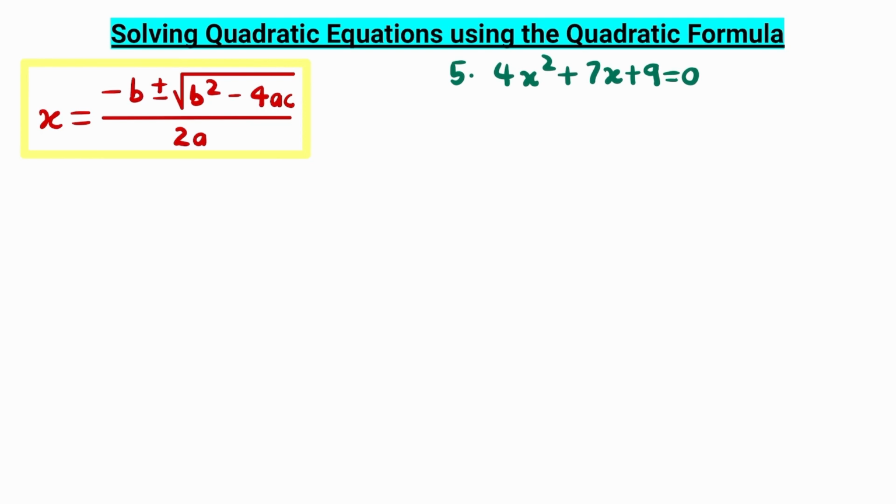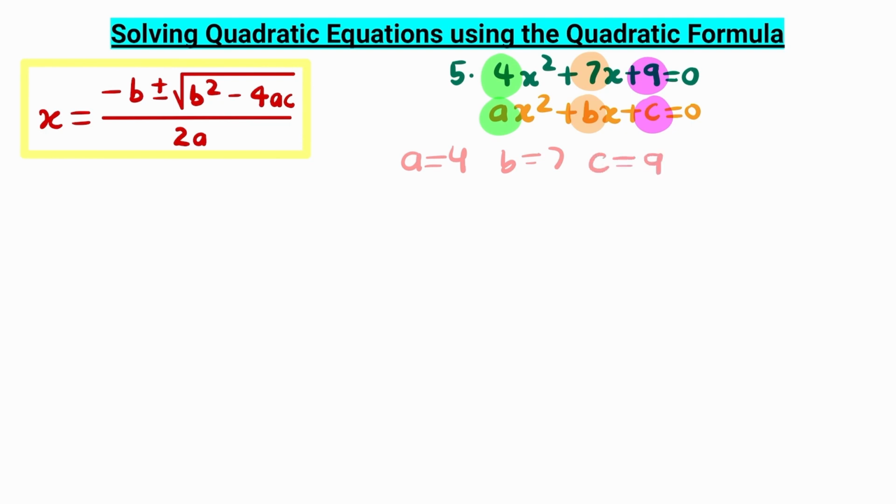Let's move on to the fifth and final question. 4x squared plus 7x plus 9 equals 0. Now try to solve this equation. Before I do, we should first of all find the a, b and c values. a is the coefficient of x squared, so in this example, a is equal to 4. b is the coefficient of x. Here the coefficient of x is equal to 7, so b equals 7. And then c is the non-x term. Here the non-x term is plus 9, so c is equal to 9.